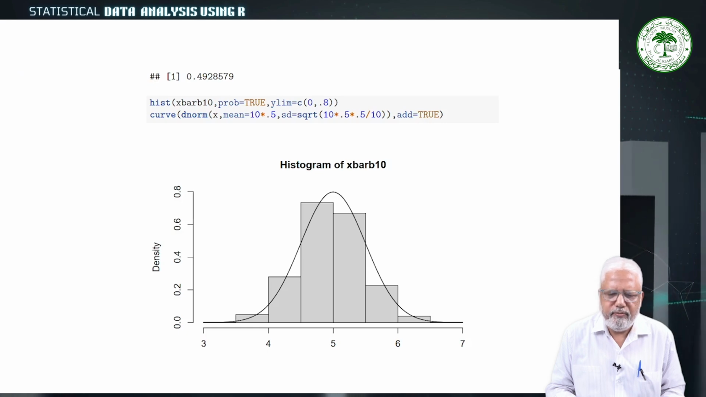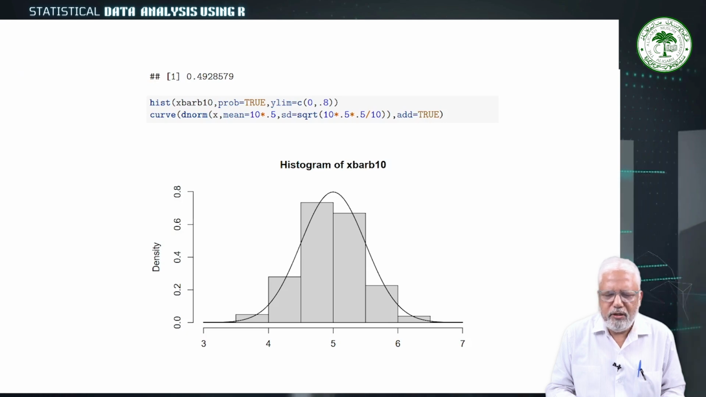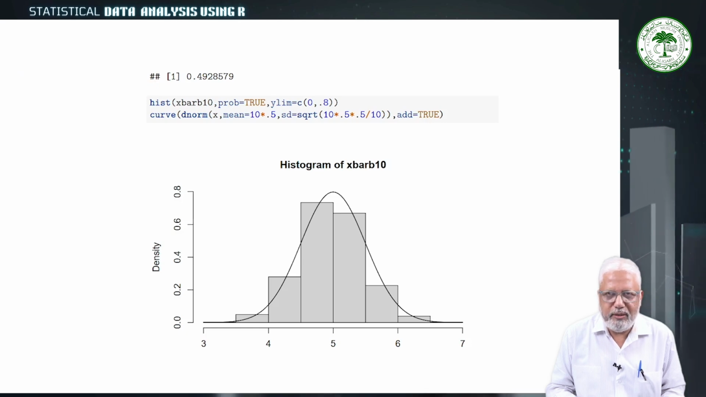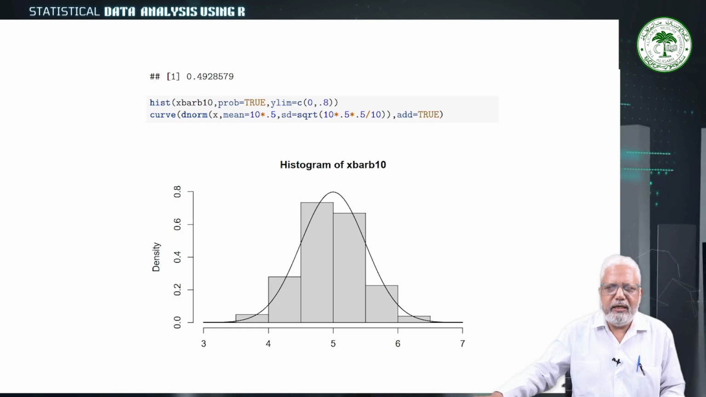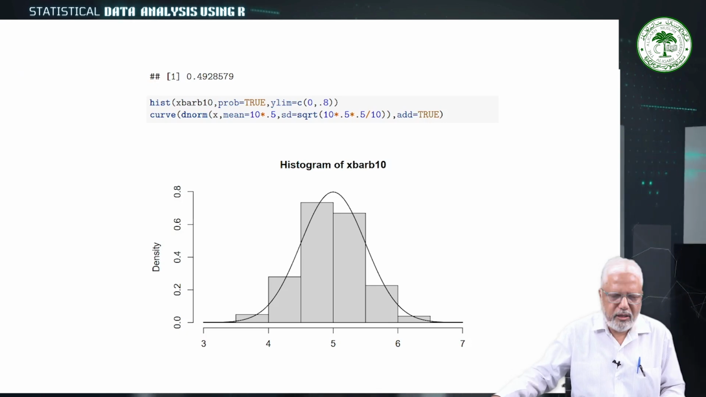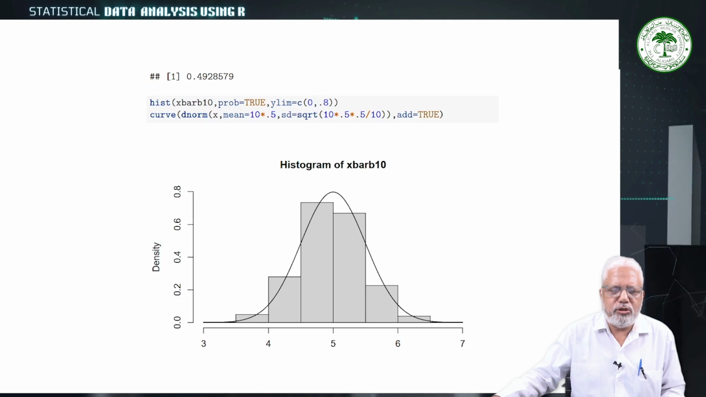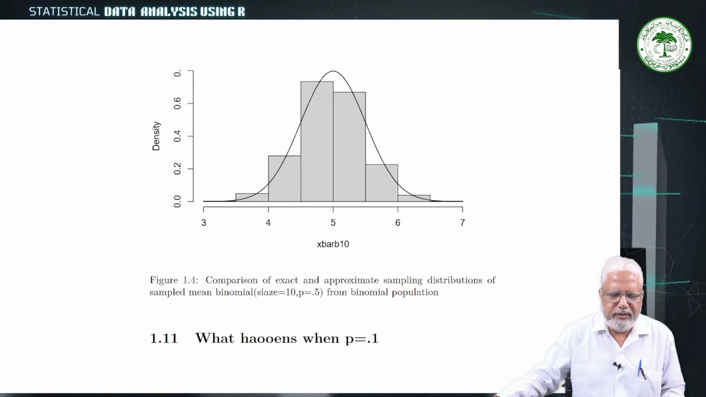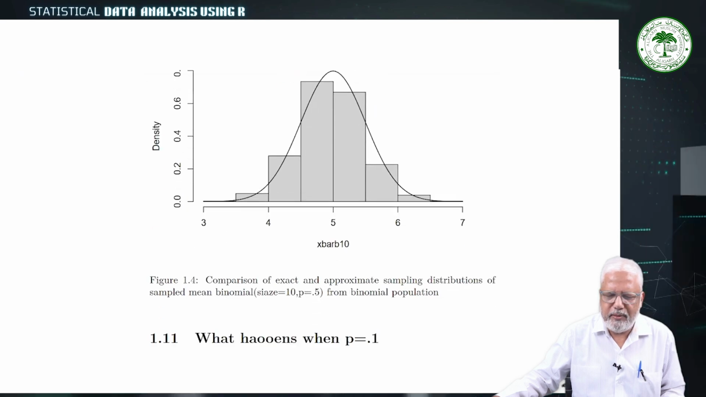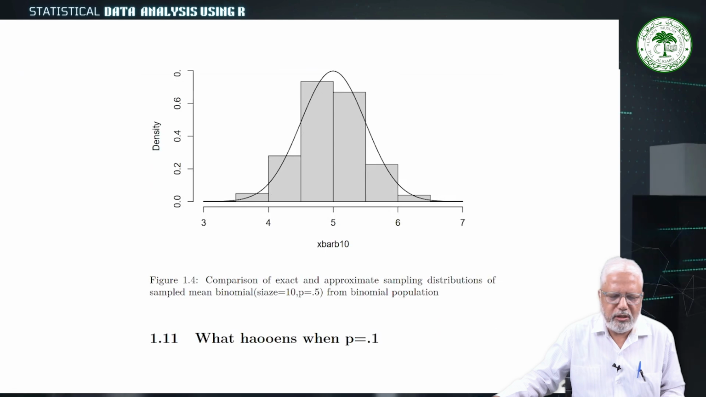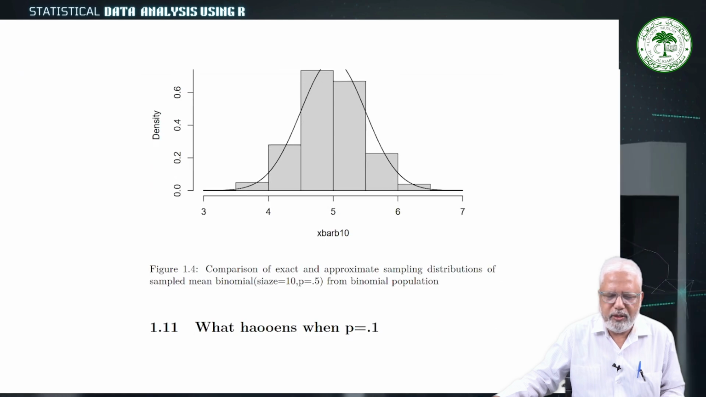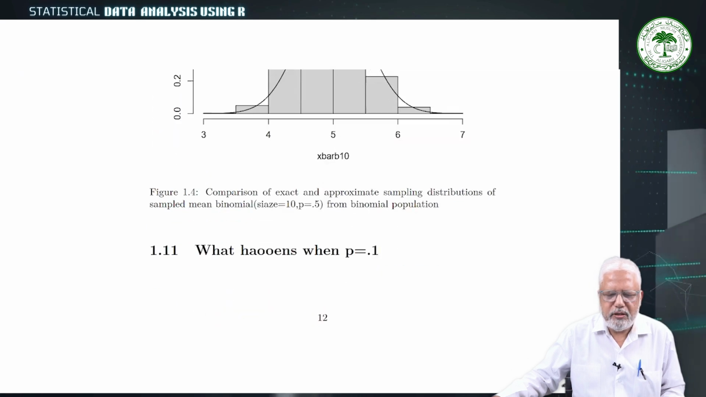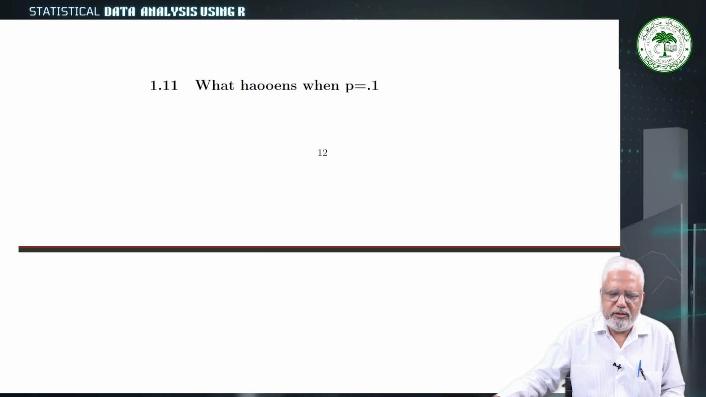See here, there is good agreement between the simulated data and the exact curve. So, that means it is a very good result of CLT because p is equal to 0.5. This is the comparison of exact and approximate sampling distribution of sample mean, size 10, p equal to 0.5, from binomial. But see what happens when p is equal to 0.1.